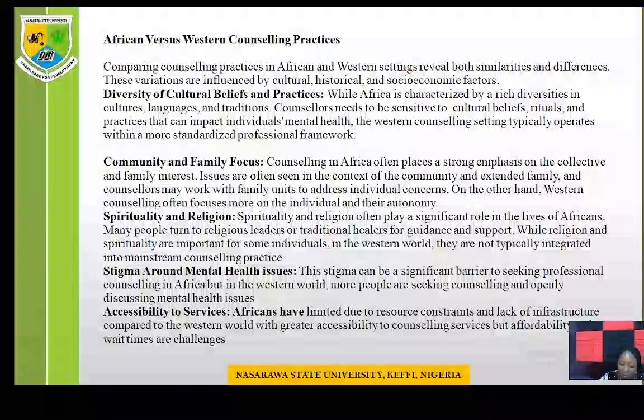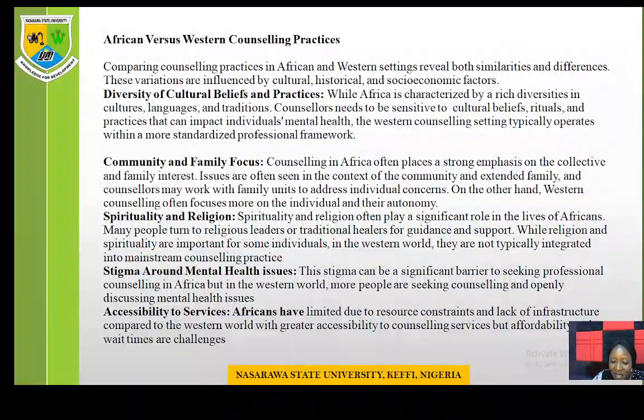But the question is, is the counseling service affordable? Are they able to pay for it? That's the challenge they have, because these services are paid services. They pay for them, and because they pay for them, sometimes it is difficult for some people to be able to pay to access counseling. But for its availability, yes, it's there.